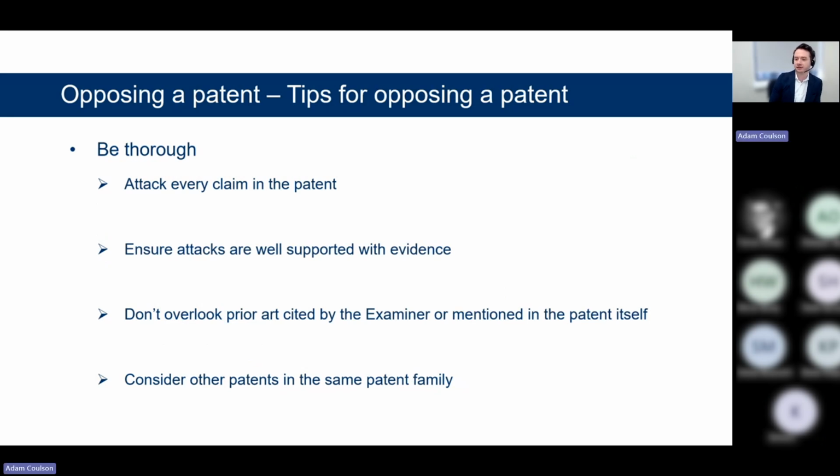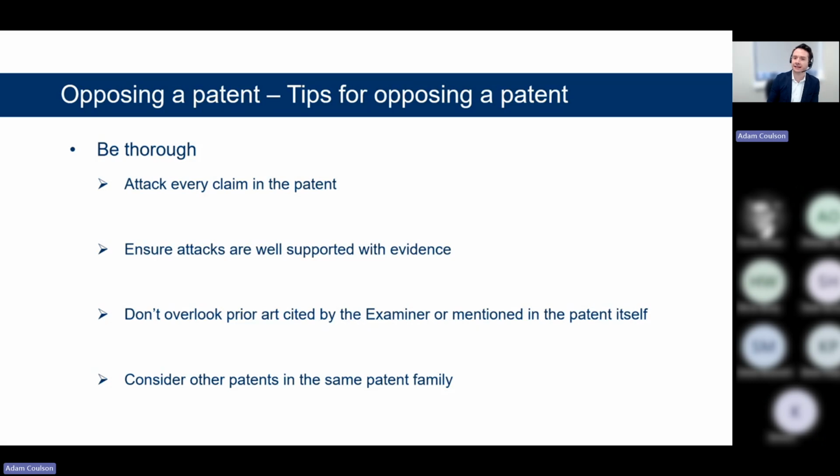So now some tips for opposing a patent. Tip number 1, be thorough. A granted European patent typically includes 1 or 2 independent claims which define the broadest scope of the protection sought by the patent, together with several dependent claims. The dependent claims typically include 1 or more features of the invention claimed in the independent claims, therefore further defining the invention, but also therefore being narrower in scope than the independent claims.